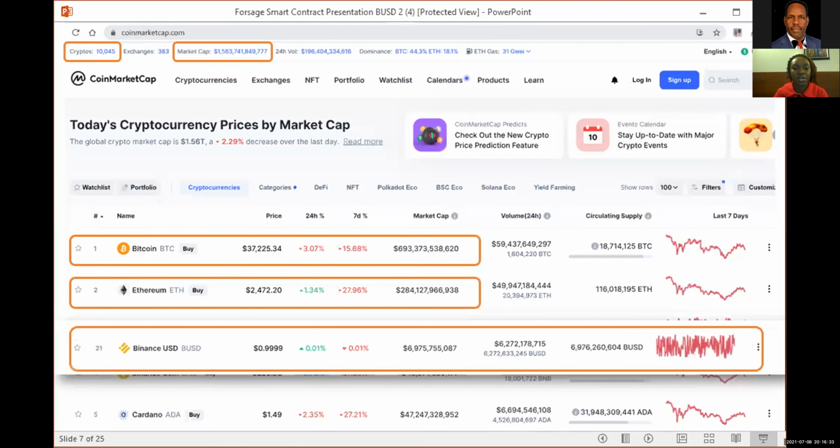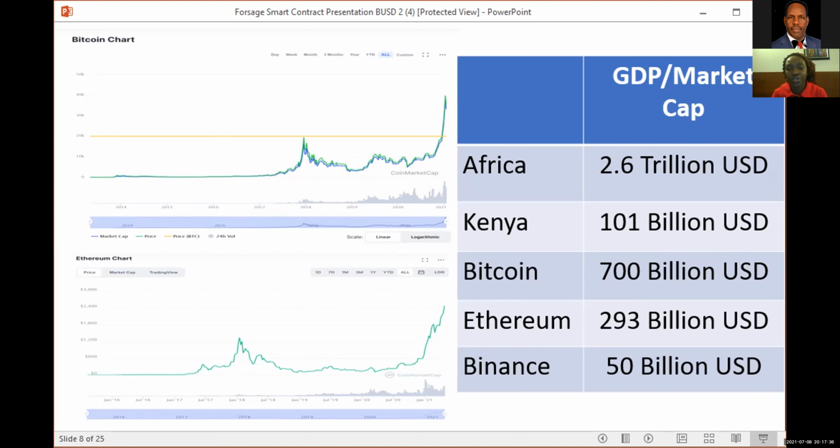Like Africa, total value is about $2.6 trillion. Then look at Bitcoin. Its value is $700 billion. Ladies and gentlemen, that's a lot of figures, good figures, meaning Bitcoin can pay for probably about halfway, going beyond almost 3/4 of the economy of Africa.